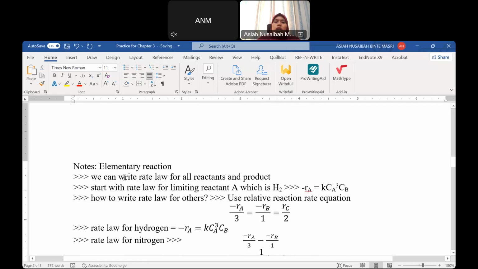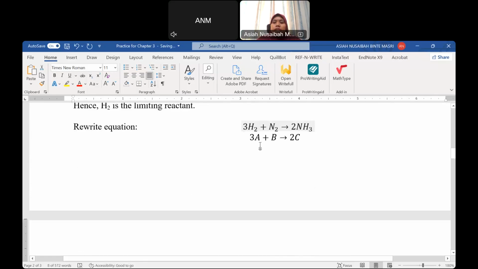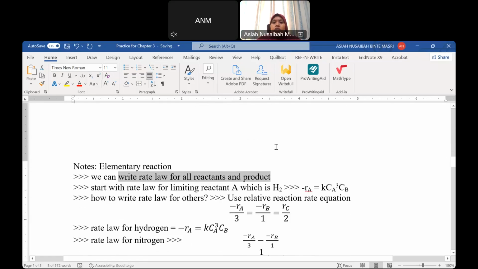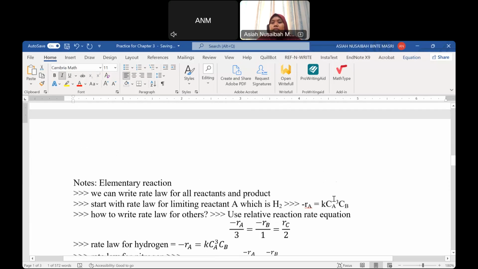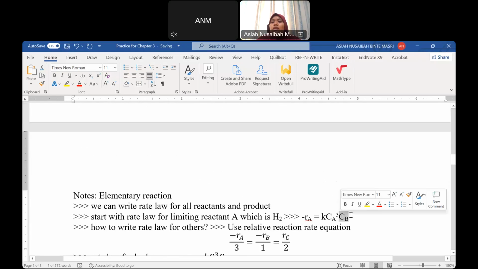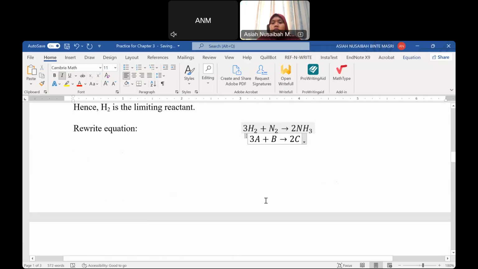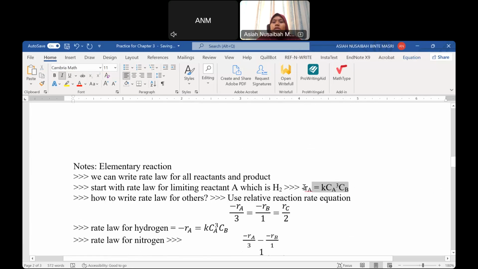And we know for an elementary reaction, we can write the rate law for all reactants and products. We know that the equation is like this, 3A plus 1B. So if we write the rate law, we have to start with the rate law of limiting reactant A, which is hydrogen. Since it is a reactant, it should be minus Ra is equal to K. Since it's elementary, we write Ca to the power of the stoichiometric coefficient, which is 3, times Cb to the power of the stoichiometric coefficient, which is 1. So here we got the rate law for hydrogen.